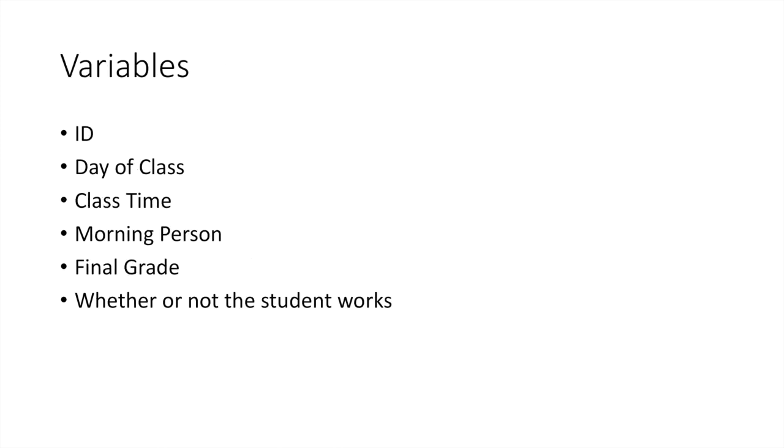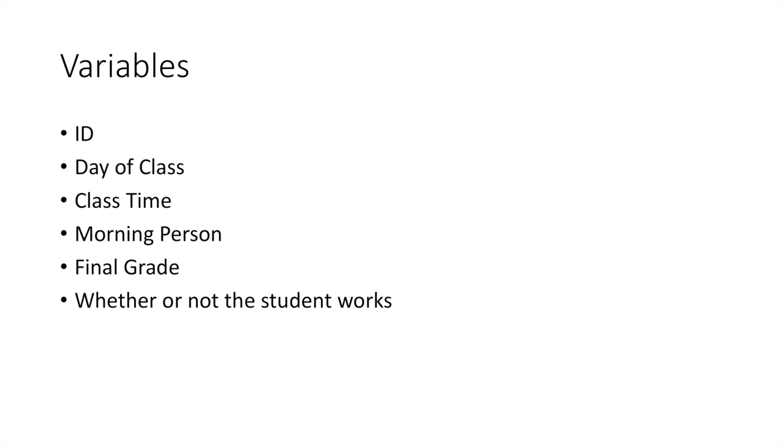Our variables, and again, a variable is just anything that can vary from one person to the other. Number one, their ID. Obviously, they're going to have different ID numbers. Your ID number is different than a fellow classmate here in statistics. And then the day of the class. Was it a Monday, Wednesday, Friday class? Was it a Tuesday, Thursday class? So a variable is anything that can change. Same thing with class time. You can take an 8 o'clock class, a 9 o'clock class, a 10 o'clock class, an online class.